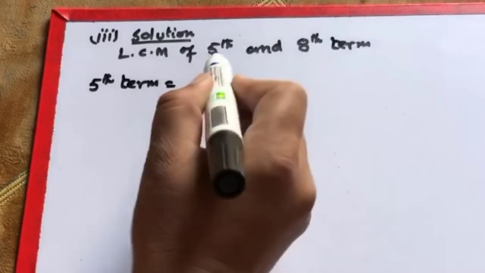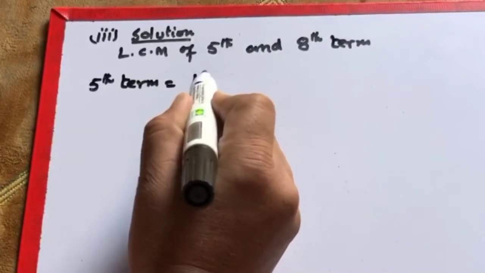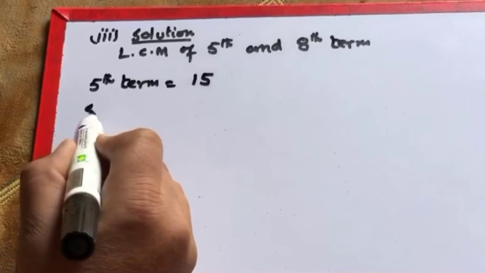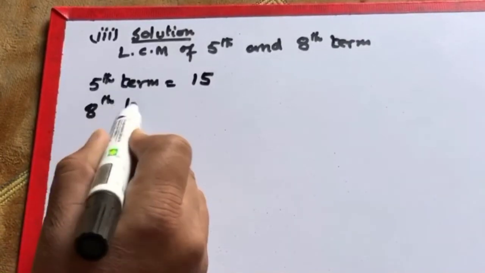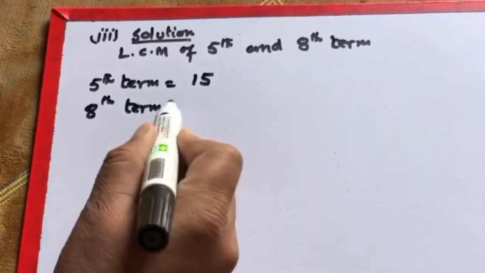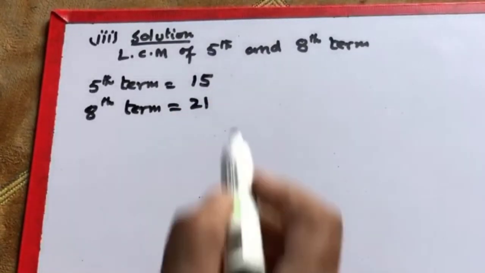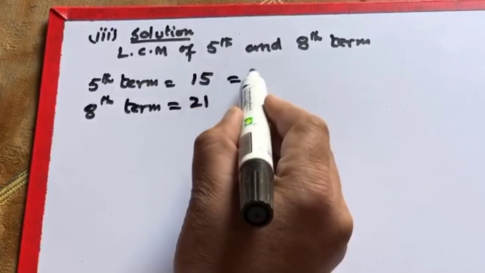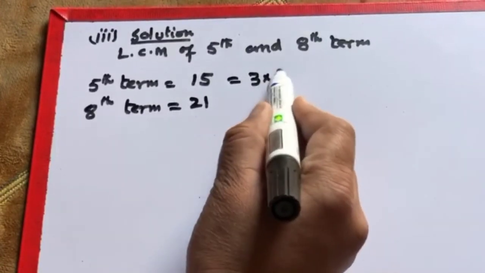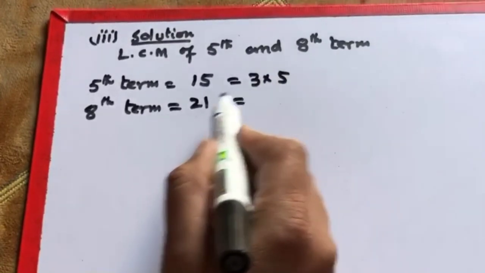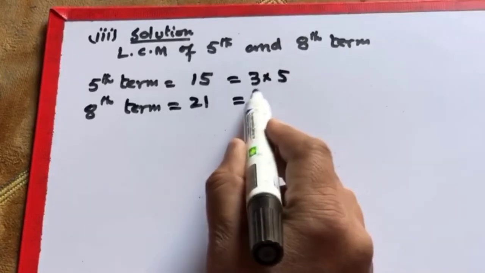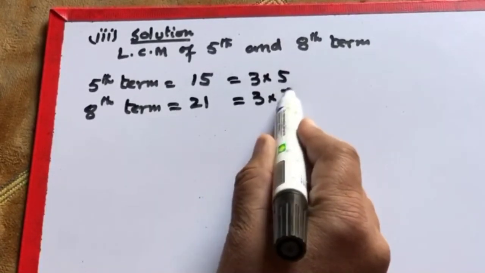Which is equal to 21. Now we are going to find the factors of 15, which are 3 multiplied by 5, and the factors of 21, which are 3 multiplied by 7.